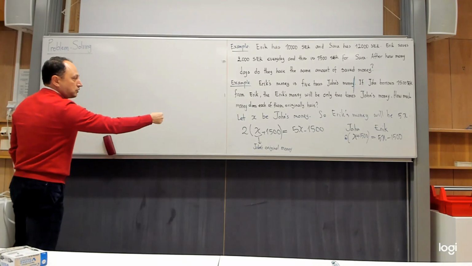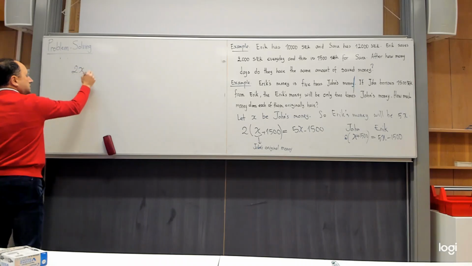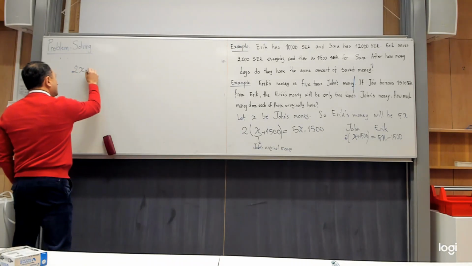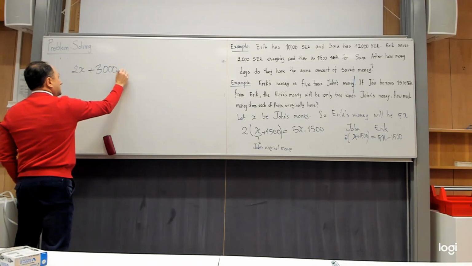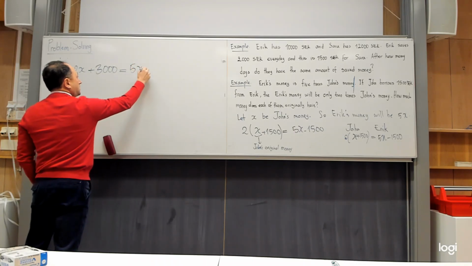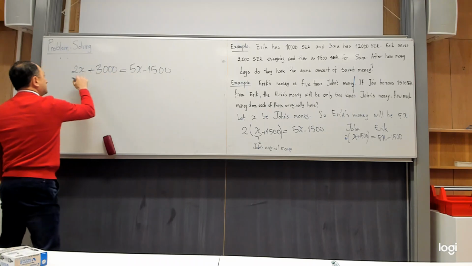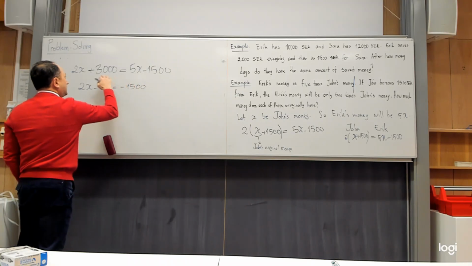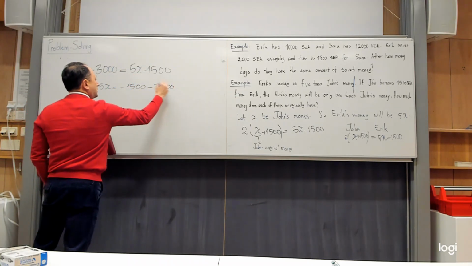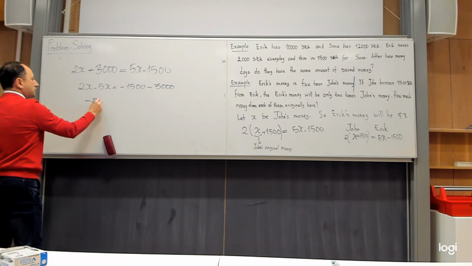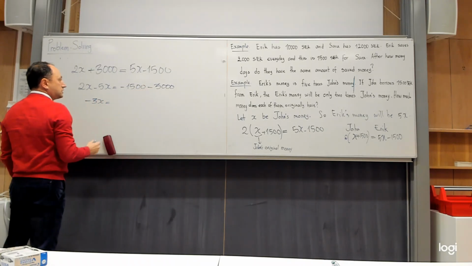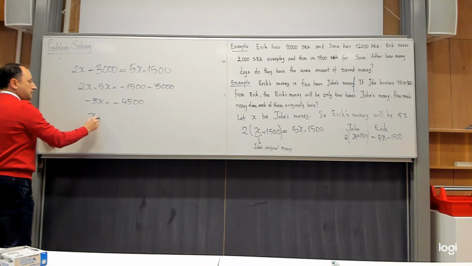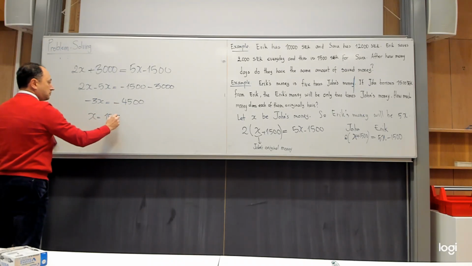Okay, so if I solve that equation, I multiply it by 2, it becomes 2x. I don't multiply, the 2 is multiplied inside, so it becomes 2x plus 3,000. On the right hand side, I will have 5x minus 1,500. I move 5x to the left, and minus 1,500 is already there. I move this one to the left, and it becomes negative. Then this one is minus 3x. Minus 1,500 minus 3,000 is minus 4,500. And I divide by minus 3, so this number becomes positive.